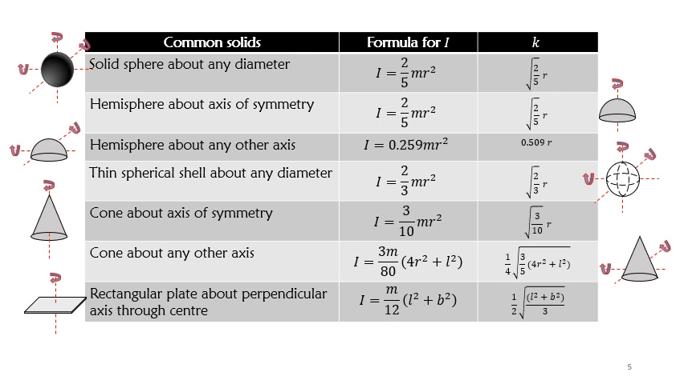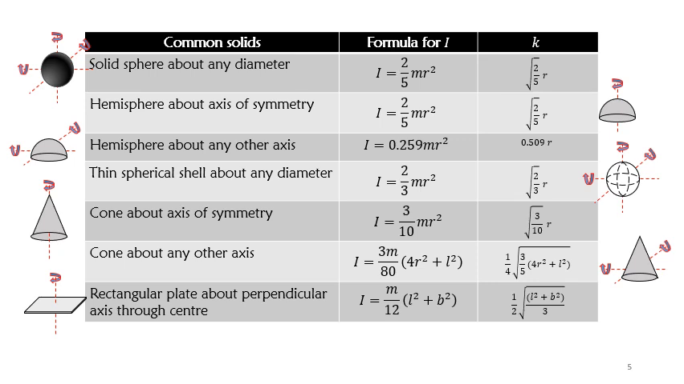For a thin spherical shell, a shell is like a sphere, but it's not solid. There is hollow, there is space in it. In that case, I will be 2 over 3 mr squared, and K is the square root of 2 over 3 r. Okay. Then for a cone, I is 3 over 10 mr squared, and K is the square root of 3 over 10 r.